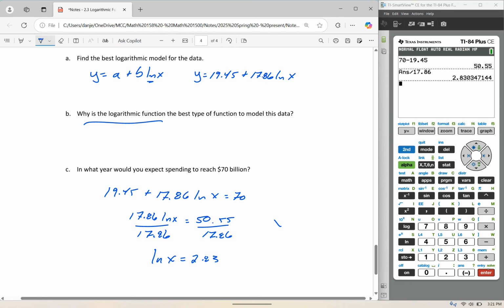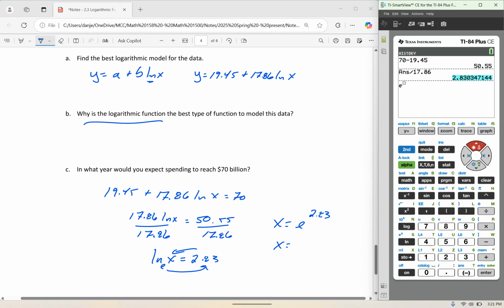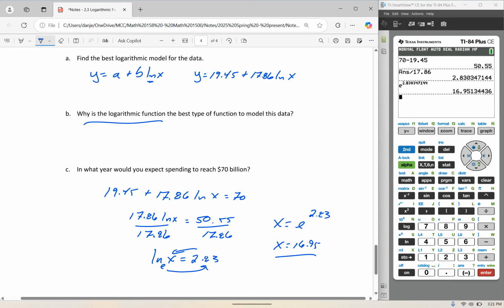But remember, therefore, that x equals, this is base e to the 2.83 would equal x. So x equals e to the 2.83 power, and that would be 16.95, or just shy of 17 years for me to expect that my spending will reach 70 billion.